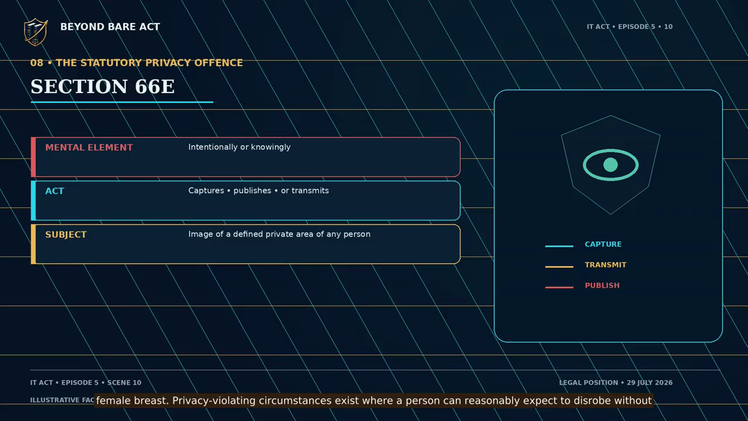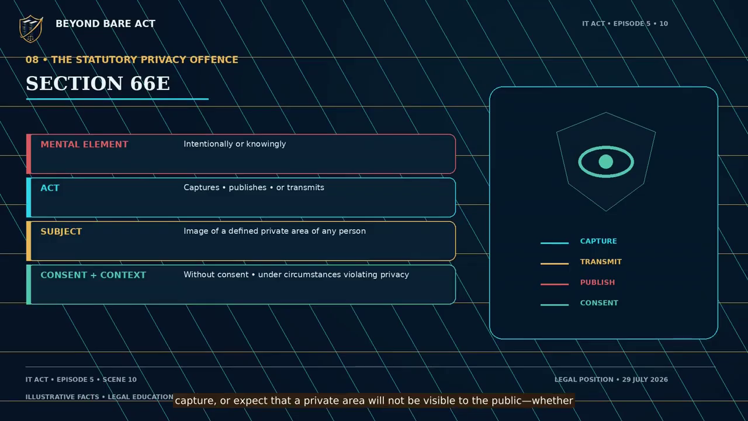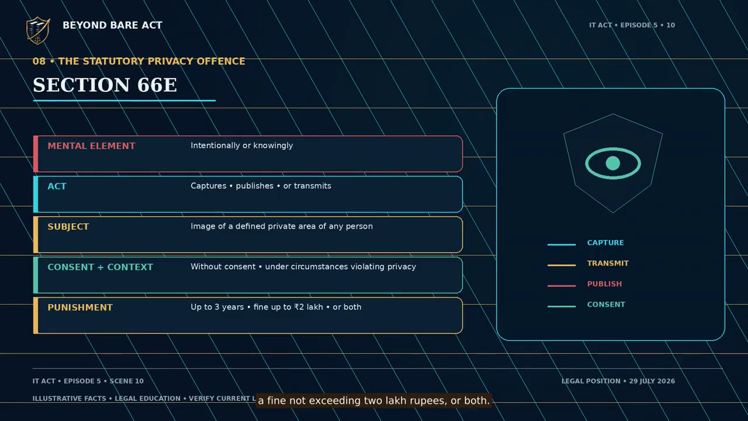Privacy-violating circumstances exist where a person can reasonably expect to disrobe without capture, or expect that a private area will not be visible to the public, whether in a public or private place. The provision refers to any person, although part of its anatomical definition is sex-specific. Punishment is imprisonment up to 3 years, or a fine not exceeding 2 lakh rupees, or both.